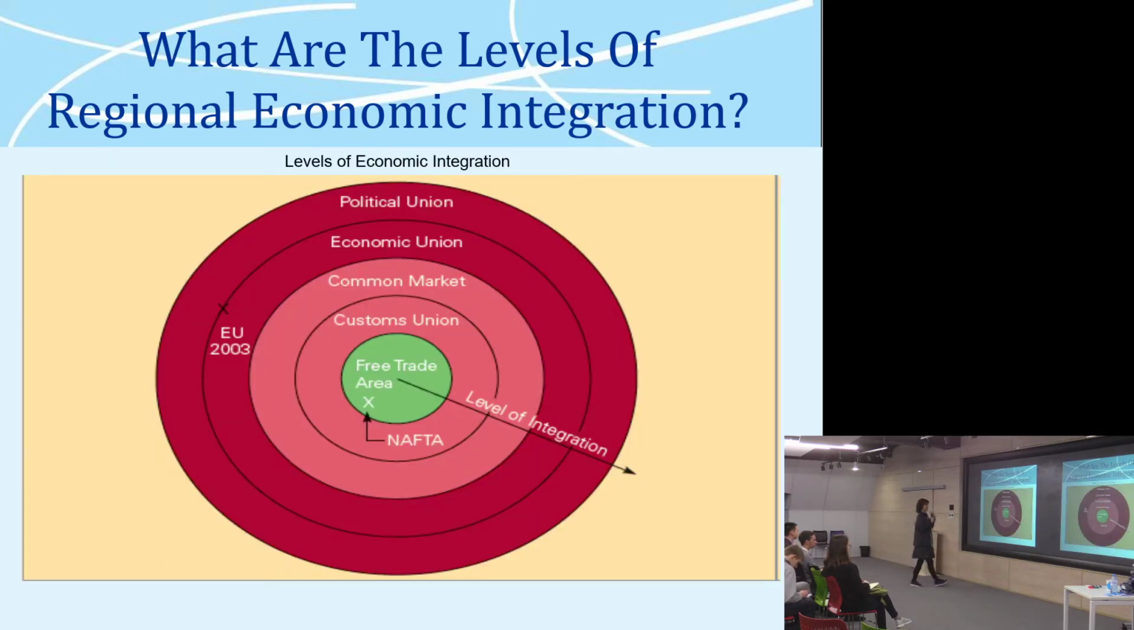And if you want a graphical explanation of all of that, we are starting with the lowest level, free trade area, customs union, common market, economic union, and political union.